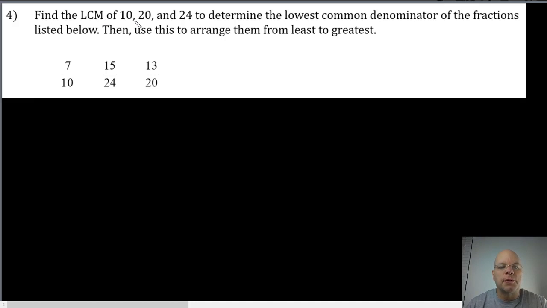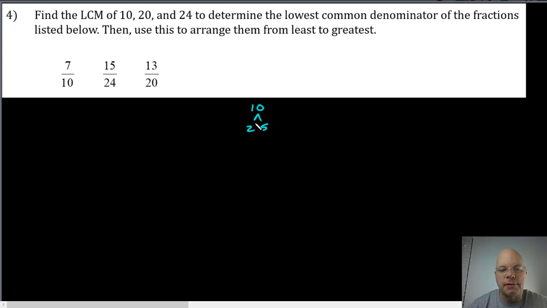Find the least common multiple of 10, 20, and 24 to determine the lowest common denominator of the fractions listed below. Then use this to arrange them from least to greatest. So we'll use the LCM to find the least common denominator, and then we'll convert these fractions to that denominator. So let's start by finding the prime factors.